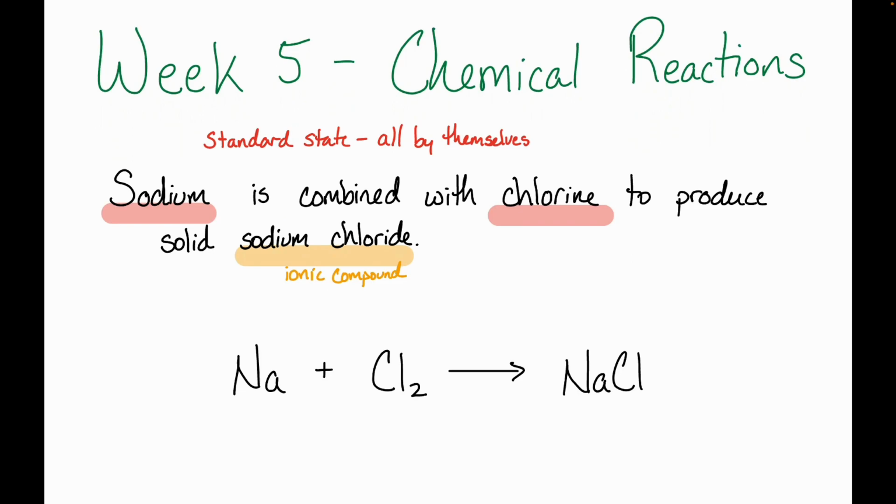When I did my formula for sodium all by itself, that was Na, the symbol from the periodic table. When I did my formula for chlorine, though, it's Cl2. There's this 2 down here. So where does that come from? It turns out that chlorine is one of a few elements that in their standard state are referred to as diatomic elements.